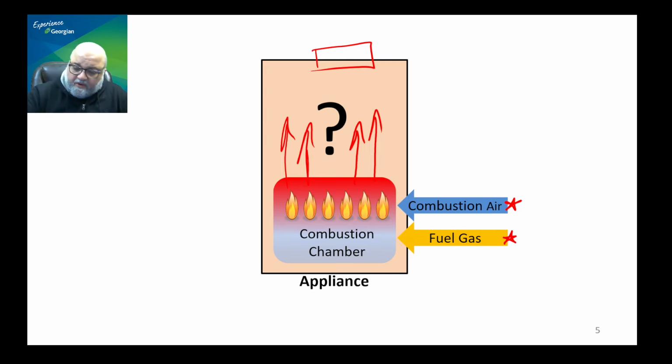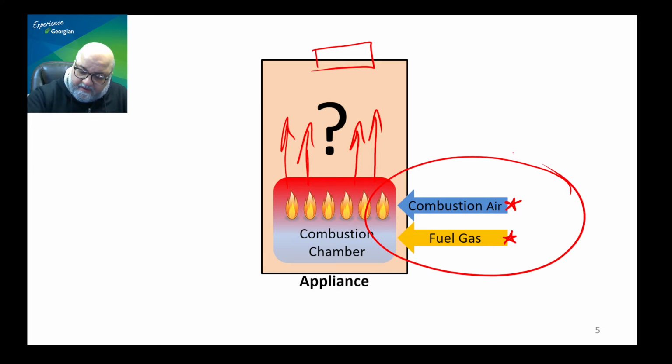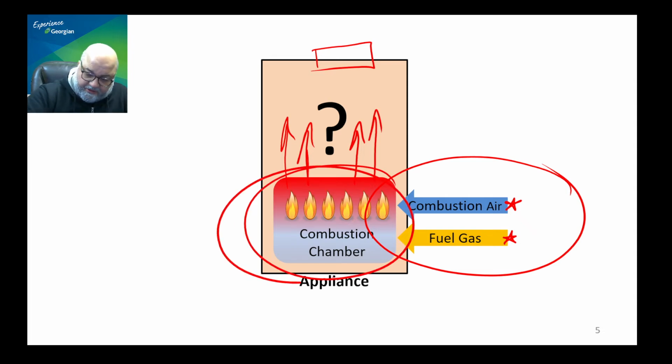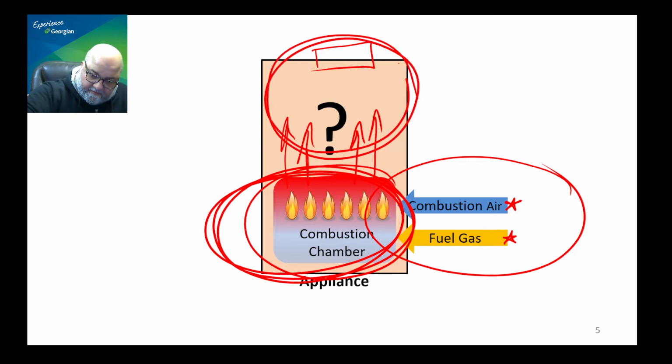That's it. So you have your supply of air and fuel gases. You have your combustion going on in the combustion chamber, and then you have your venting going on here. Bonus thing, this here is called the appliance breach, by the way, because that's the point where the flue gases or the combustion products are breaching the appliance to the outside.